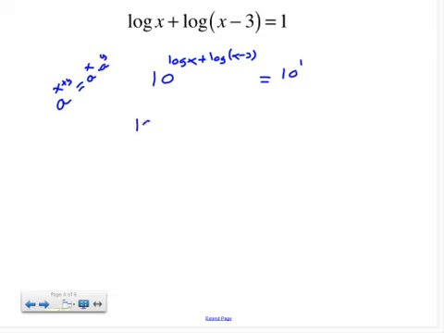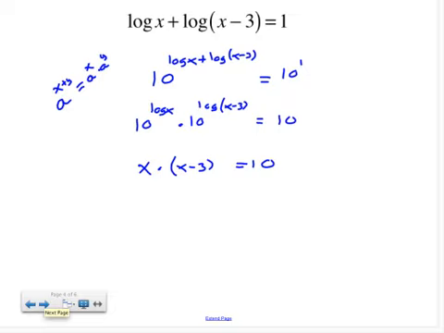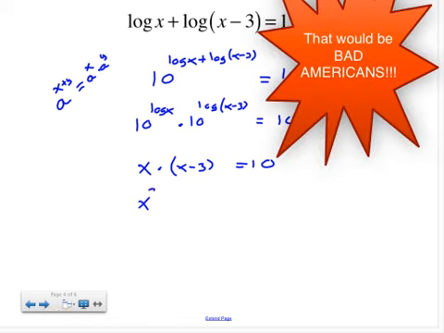So this left side can be rewritten as 10 to the log x, not plus, as many people want to do, but times 10 to the log of x minus 3. Now I can use my properties of logs and exponentials. I know that 10 and log 10 will cancel, so I have an x times, again over here, 10 and the log 10 cancel, and I have an x minus 3 equals 10. Now from there, I can't just say that means x equals 10 or x equals 13. That's very bad and a common mistake that we see.